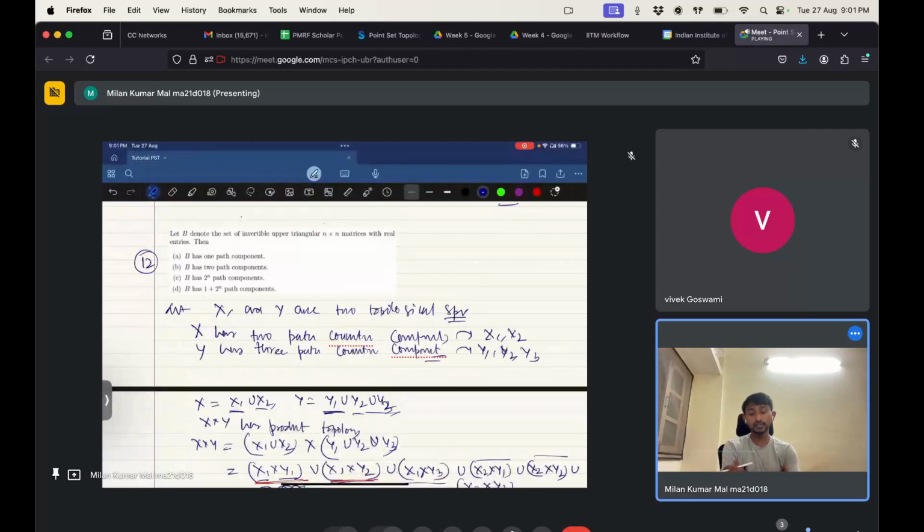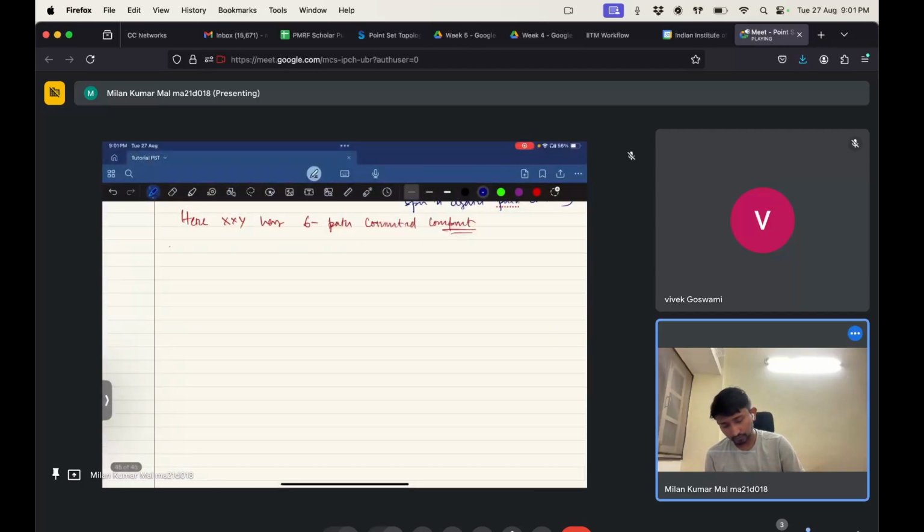What question 12 says: let B denote the set of invertible triangular n cross n matrices with real entries. Then B has one path connected component, two path connected components, 2 to the power n path connected components, or 1 plus 2 to the power n path connected components. Let B be the set of all invertible upper triangular matrices, right? So an arbitrary element, I'll write B.